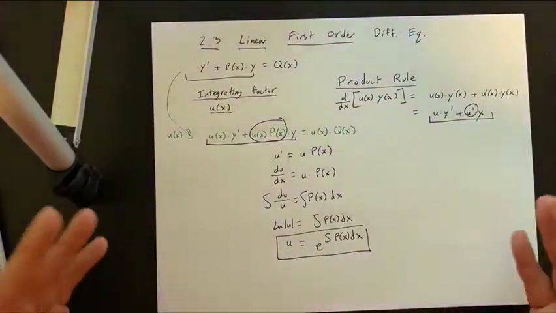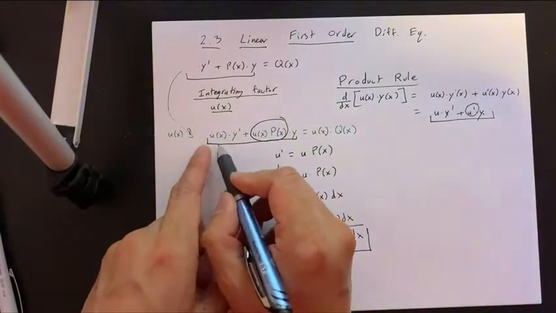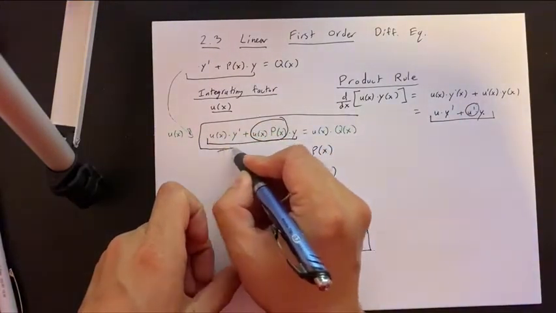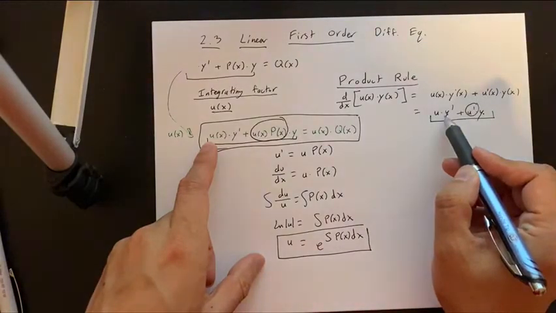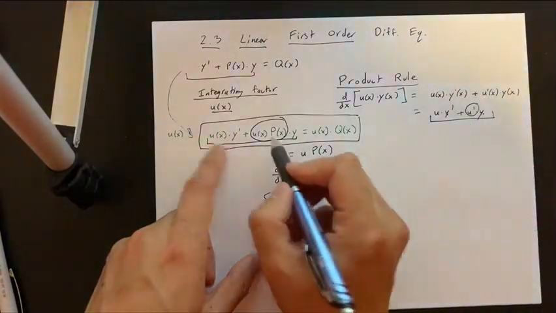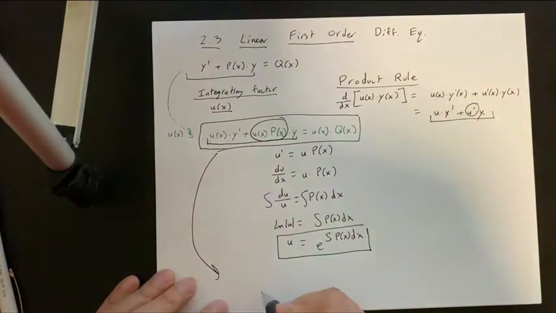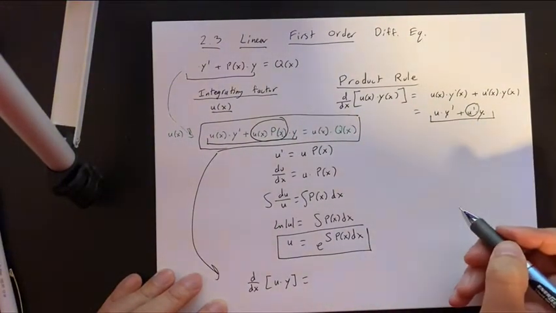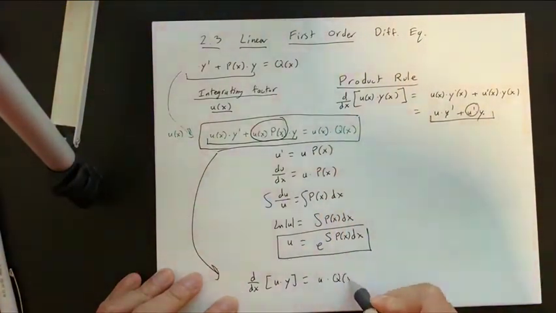And why would this be useful? Well, if we know what u is, then we can now take this differential equation with the u, and the left side is exactly the result of the product rule, where this is the u prime. So now I get to rewrite the left side as d dx of u times y. Okay, and the right side remains as is, u times q of x.